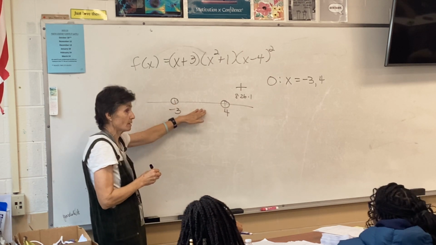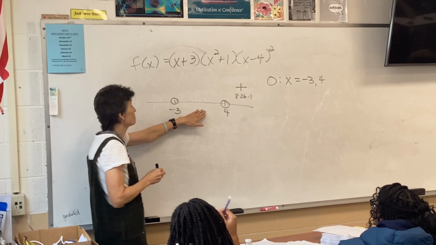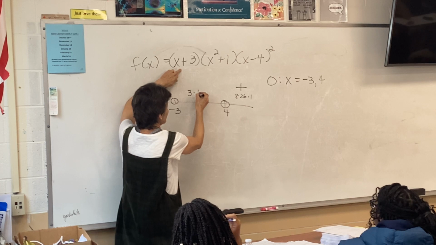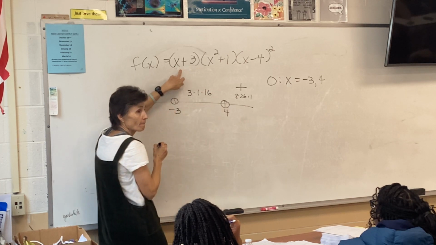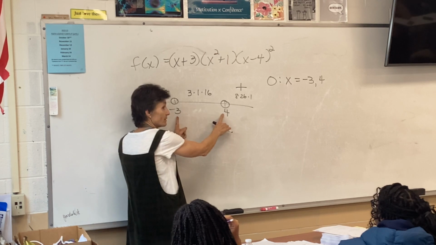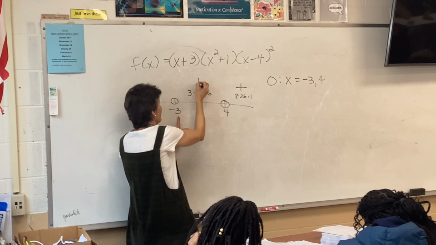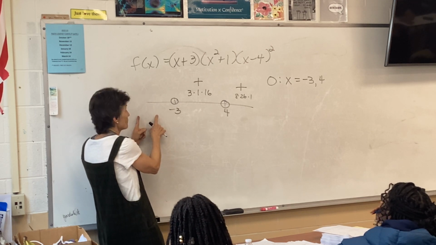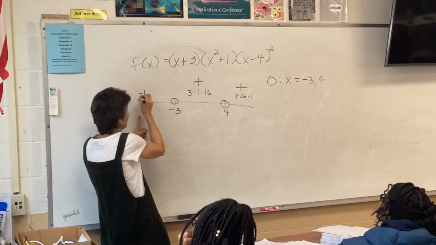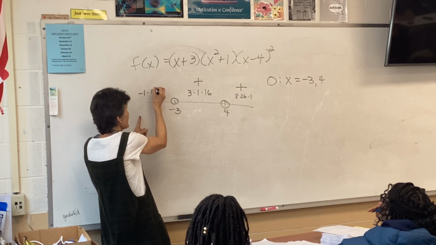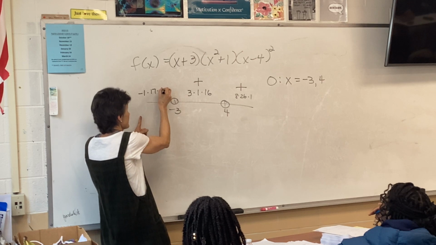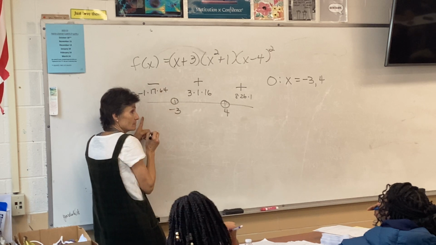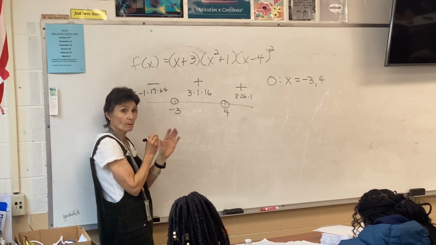All right, now let's pick one in here. How about 0? 0 is easy. 0 would give me 3 times 1 times 16. This section of the number line is also positive. What about negative 4? Negative 4 would give me negative 1 times 17 times 64. So that is negative. Is everybody following what I'm doing?